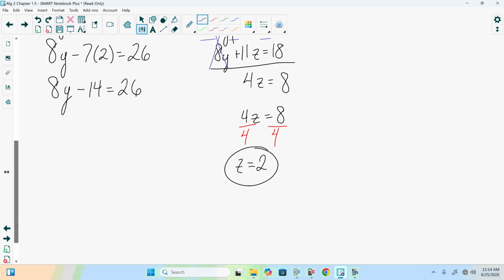Now we do need to get the y value by itself, so we're going to have to move the negative 14. Opposite operation, so we're going to have to add. Since it's being subtracted, we're going to add, because negative 14 plus 14 is 0, leaving us with 8y. 26 plus 14 is 40. 6 and 4 gives us 10, carry the 1. 2 and 1 in our extra 10 gives us 40.